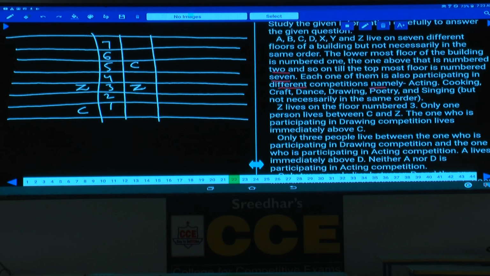And C can be either on the 5th floor or on the 1st floor. Hence, we have the second possibility as well. Now this is case 1 and this is case 2. In this one, Z lives on floor number 3. Only one person lives between C and Z.